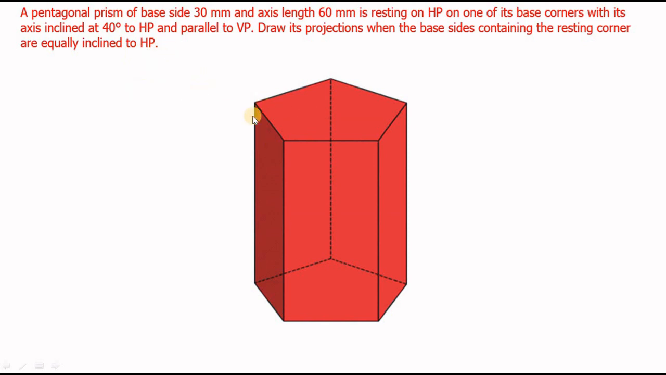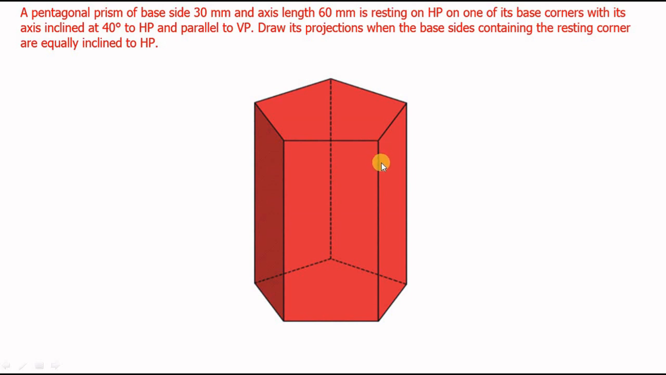So you all know what a pentagonal prism is. This is the pentagonal prism. It will have a base and a top face. There are 5 base corners: 1, 2, 3, 4 and 5. Similarly, 5 base edges are there. You all know what edges and corners are. Similarly, the top face has 5 edges and 5 corners.